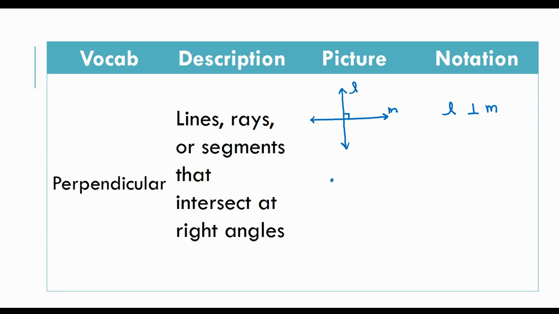I could have a segment. I'm going to call this the segment AB. And I could have then the ray BC, and as long as they intersect at a right angle there, then I could say that the segment AB is perpendicular to the ray BC. So a couple different sketches to represent this idea of perpendicular.